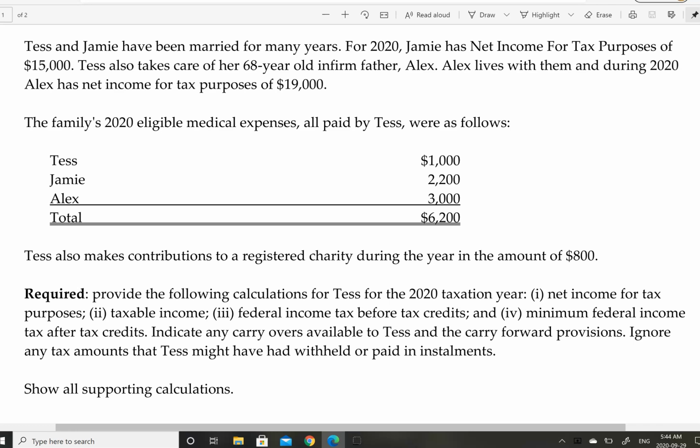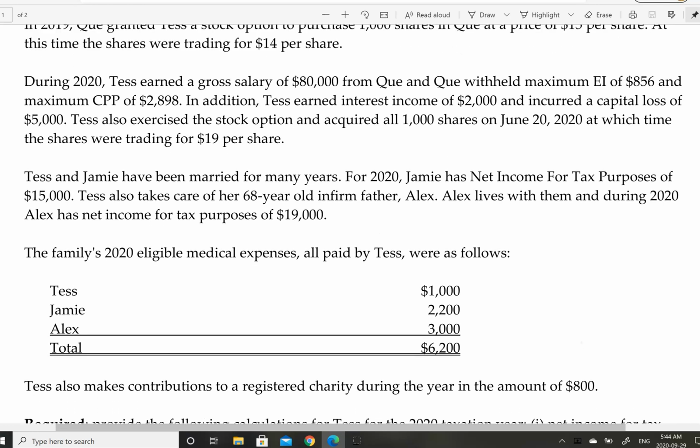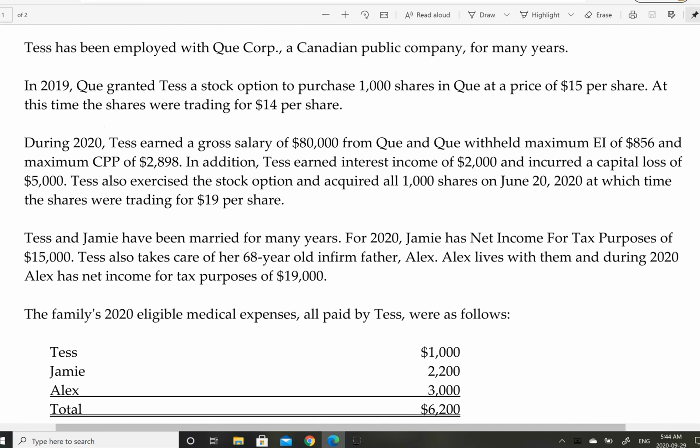So pause the video, complete the question. I'll move it back up to the top here, and then resume the video to compare your answer to the solution. Okay, we're going to move forward to the solution for this individual, Tess, and her 2020 federal income tax.